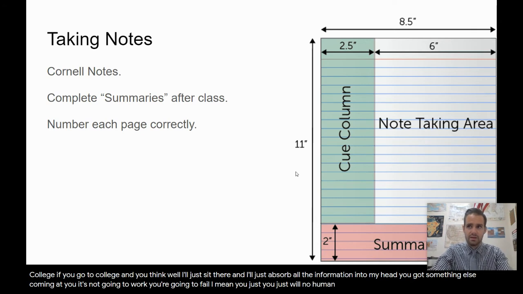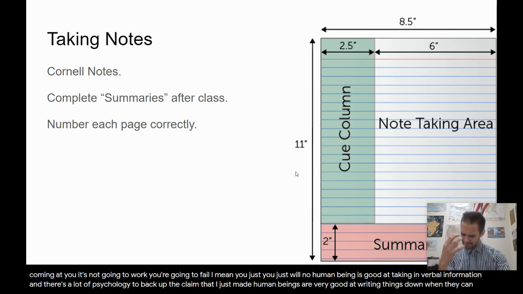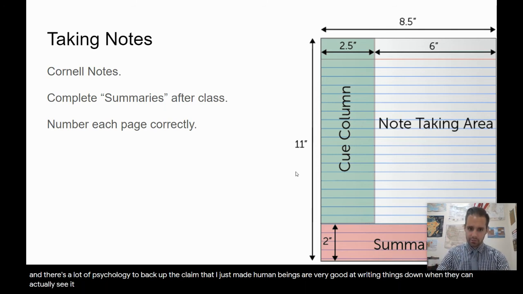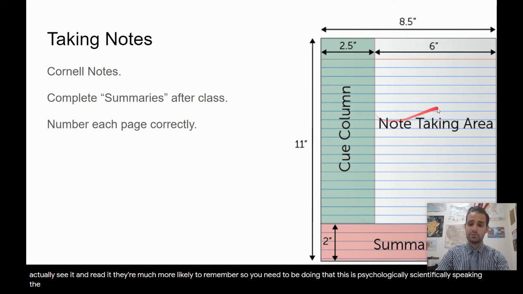No human being is good at taking in verbal information, and there's a lot of psychology to back up the claim that I just made. Human beings are very good at writing things down. When they can actually see it and read it, they're much more likely to remember. So you need to be doing that. This is, psychologically and scientifically speaking, the best way to take notes.